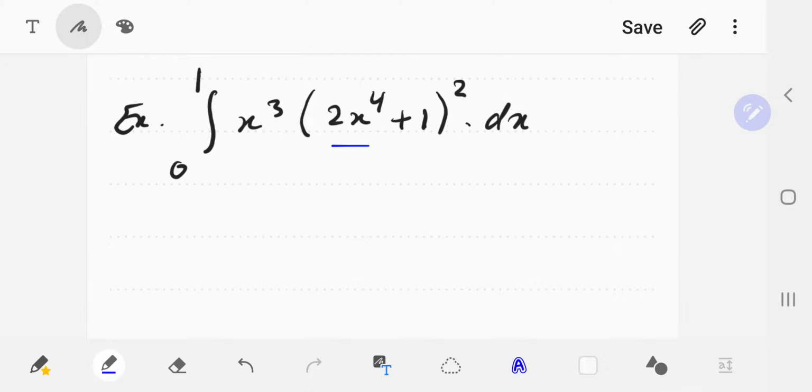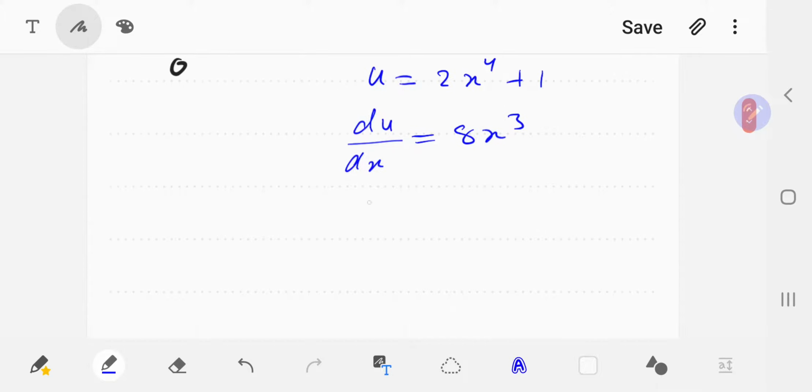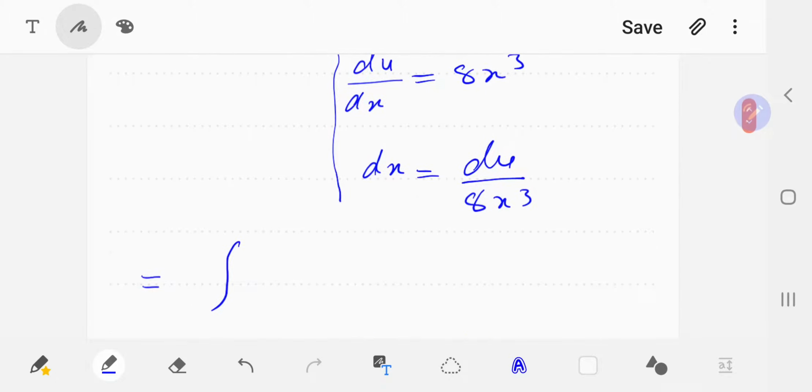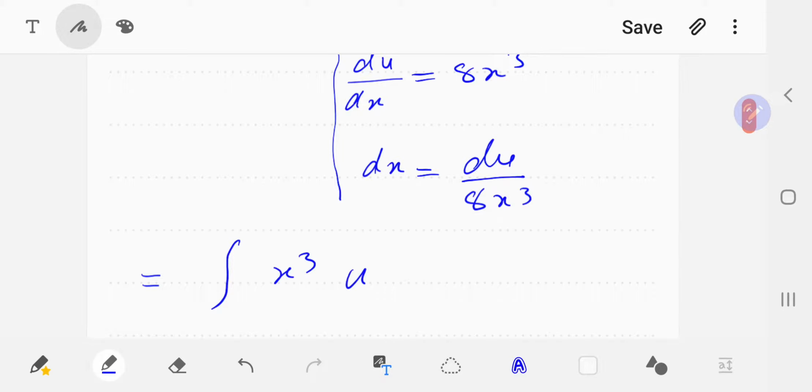This is multiplication, and not simple multiplication, so I have to choose u, and u in this case would be what's inside the composite, so 2x to the power 4 plus 1. du over dx equals 8x cubed, so dx equals du over 8x cubed. As usual, you have to put this into your integration, so it's x cubed times u squared times du over 8x cubed.